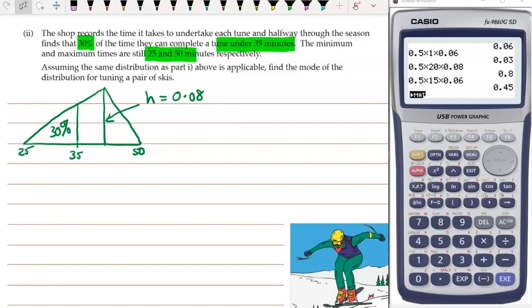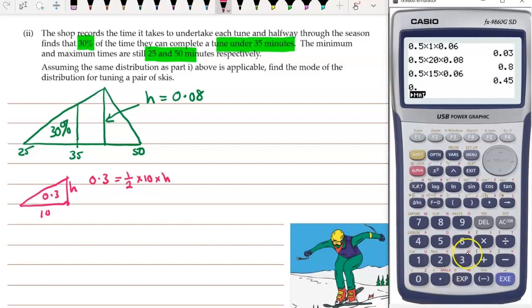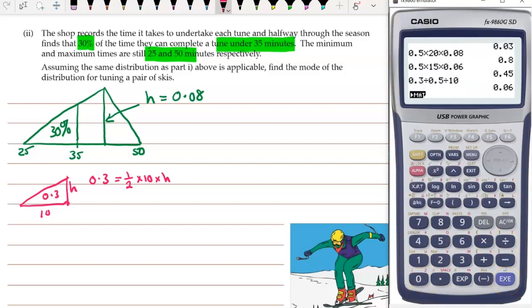Now for this next bit, again, you can use the formula on your formula sheet, but my preferred way is with similar triangles. I just see the geometry a bit better. So we've got this little triangle here that goes 25 to 35. So that's got a base of 10, and we need to work out its height here. Let me just draw that a little bit better. We've got a height here that needs to make an area of 0.3. So 0.3 is the area. That's equal to half times the base, which is 10, times the height. So if you do 0.3 divided by 0.5 divided by 10, then that height is equal to 0.06.